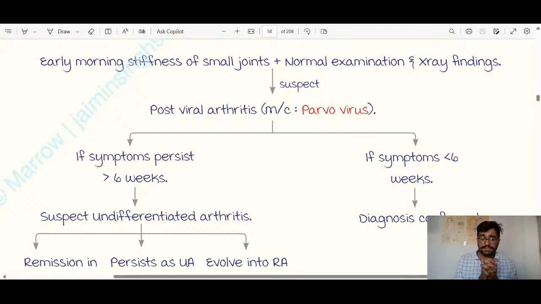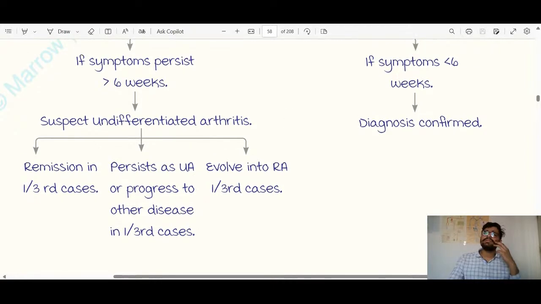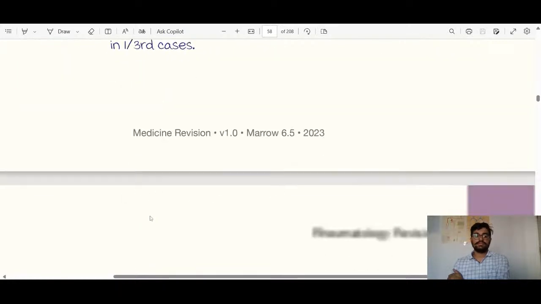If symptoms persist more than 6 weeks, okay. If symptoms are less than 6 weeks, I will diagnose viral arthritis. But if symptoms do not cure and persist more than 6 weeks, suspect and differentiate undifferentiated arthritis: remission in one third of cases, persistence of UA or progression to other disease in one third, and evolution into RA in one third of cases.